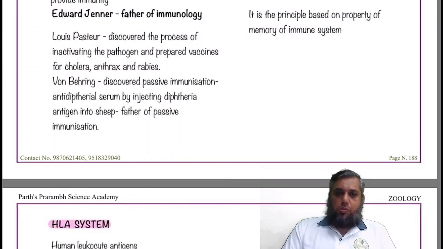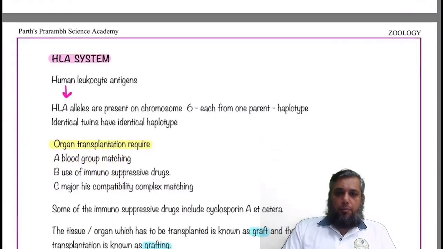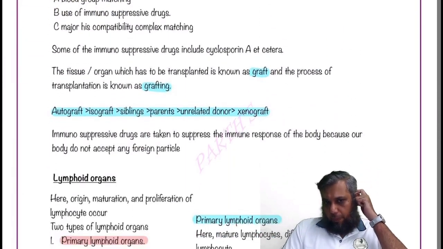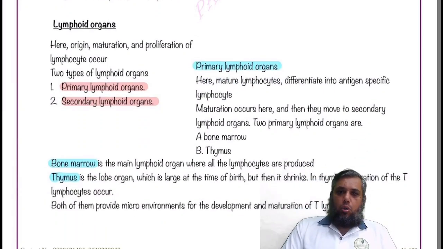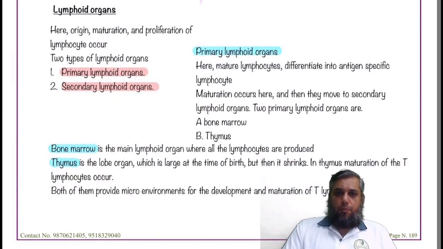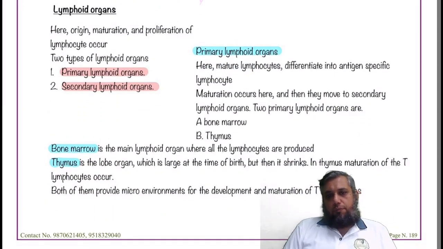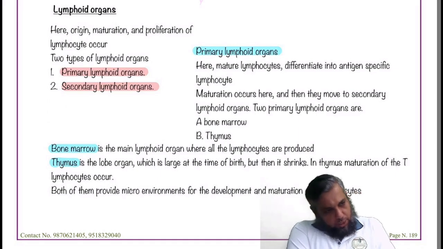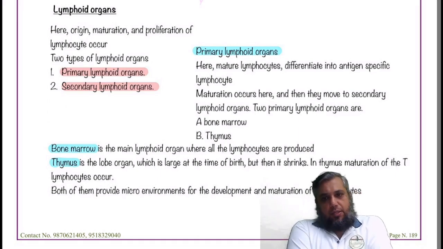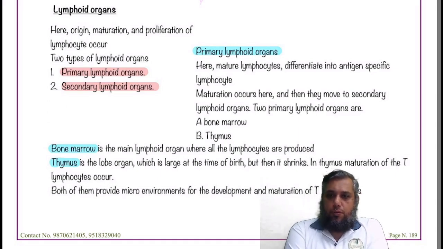Now, after learning about this, let us talk about the different types of lymphoid organs in the human body. This I told you, the immune system consists of many cells and organs and tissues.